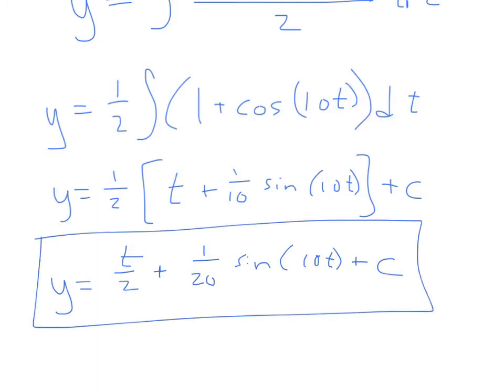Okay, so when it's just sine squared, when it's just cosine squared, they're really not terribly complicated. They tend to be fairly straightforward, just like this.